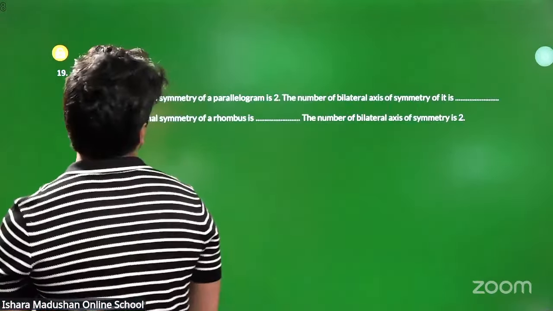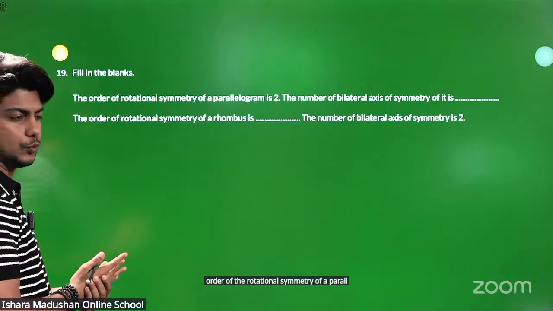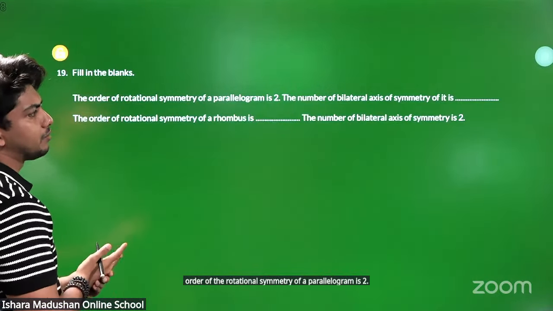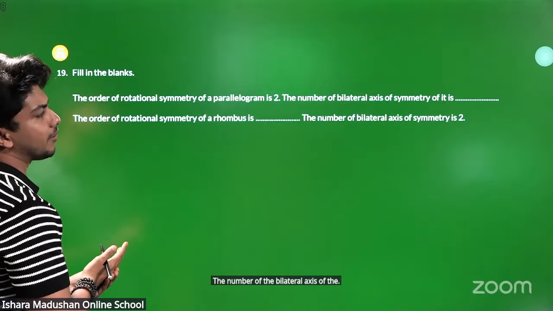The order of the rotational symmetry of a parallelogram is 2. What is the number of the bilateral axes of symmetry of it?